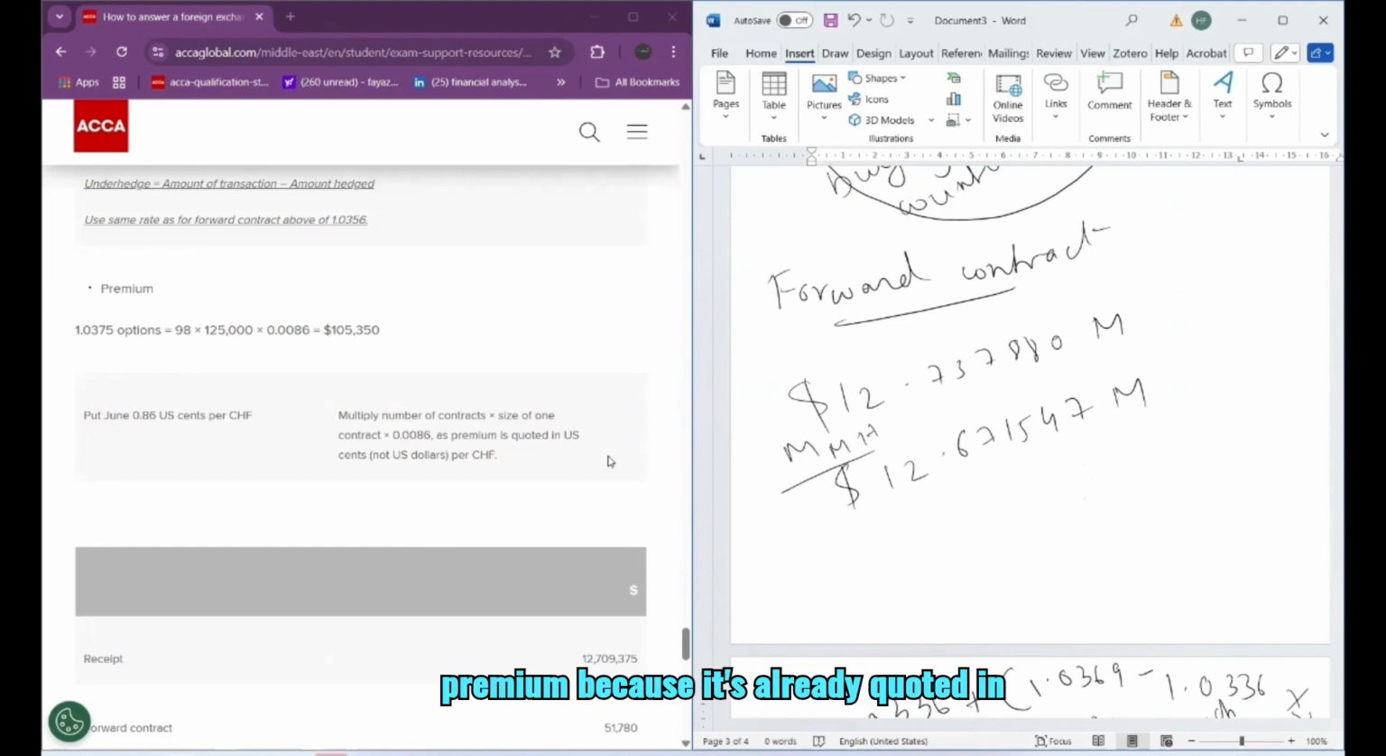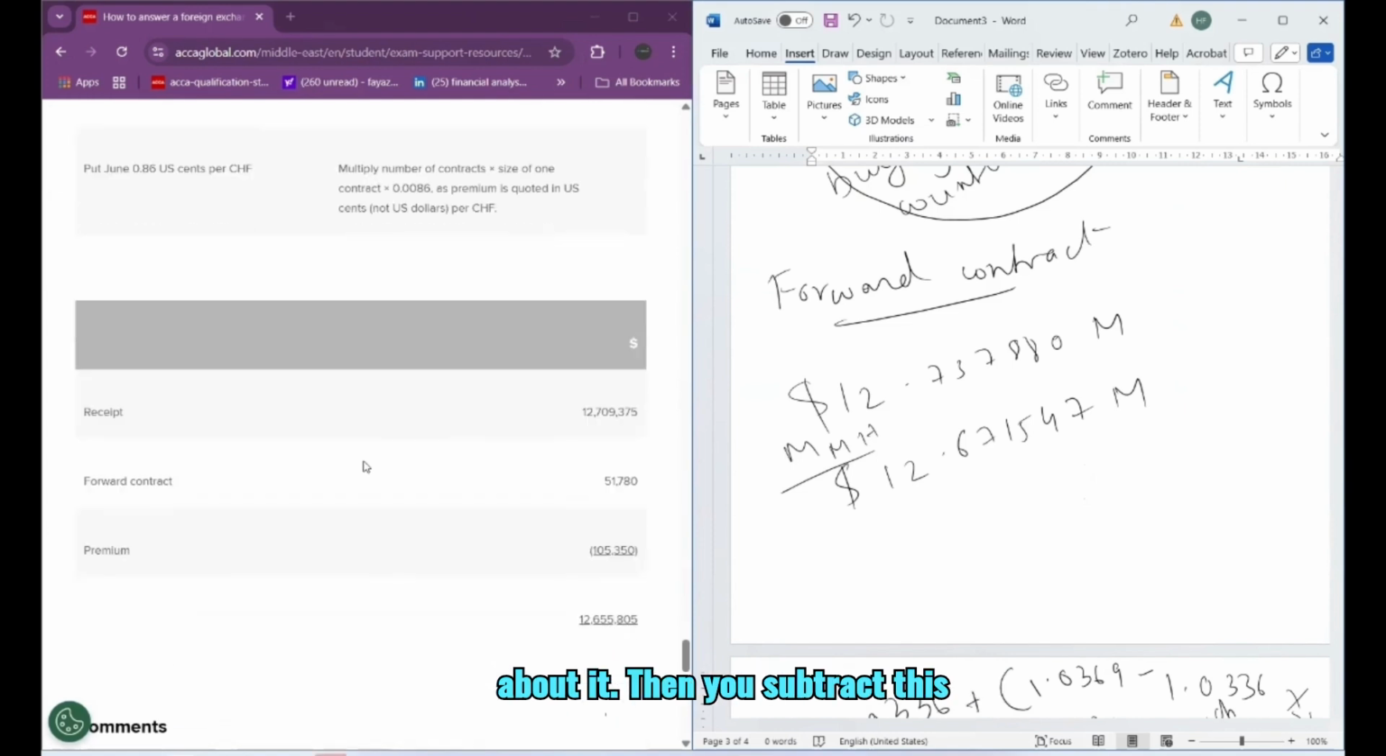The premium is already quoted in US cents, not US dollars, but it is quoted in US currency already. So all you have to do is multiply it with the contract size. It will automatically convert the premium of that contract into a US dollar premium. That's it. You don't have to worry about it. So that's all about it.